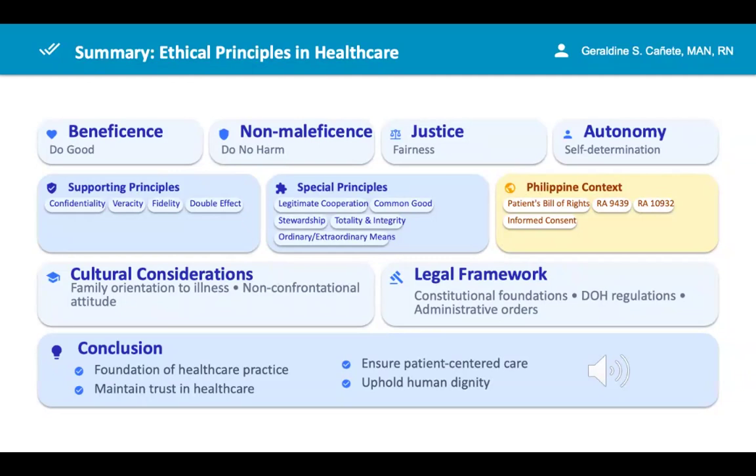Now, in our context, cultural considerations, family involvement, respect for elders, and non-confrontational communication, of course, shape how ethical principles are applied. So, cultural sensitivity must be observed, but cultural sensitivity does not replace ethics. It refines it. Okay? So, what does this all mean? That ethical principles are not separate boxes. They work together. They guide us to ensure patient-centered care.